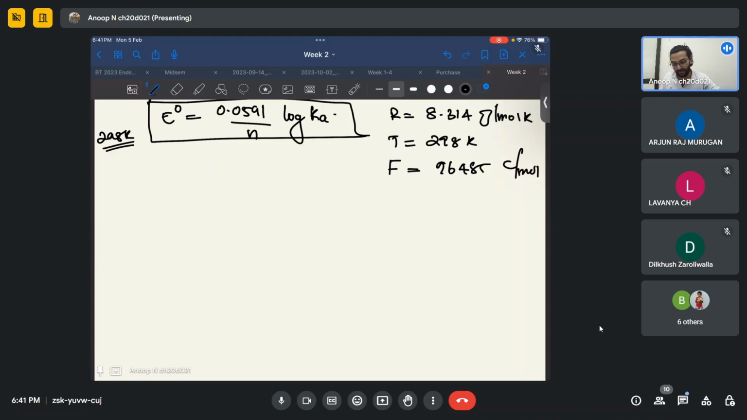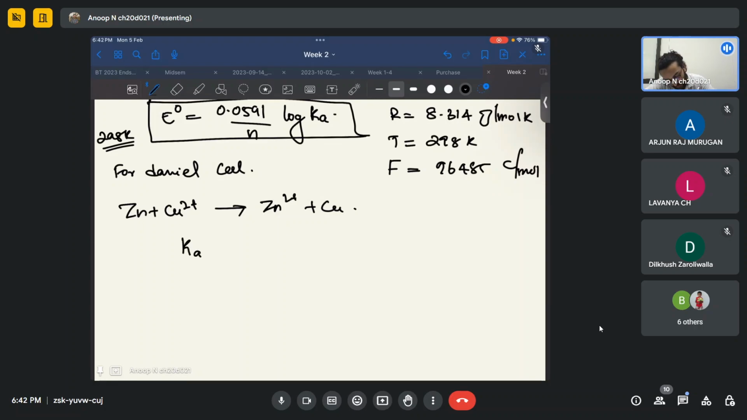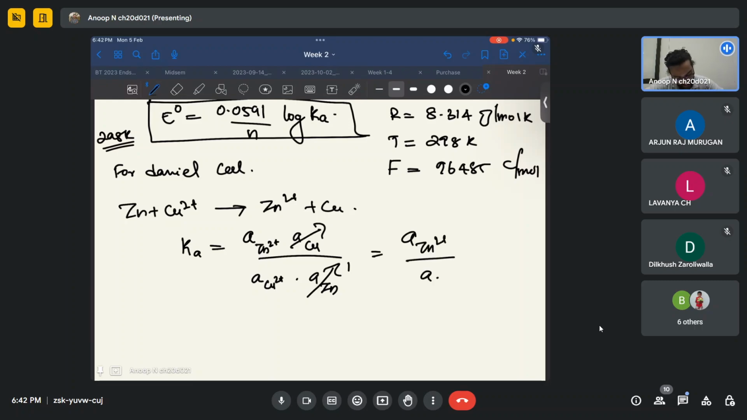So what's the next one? We'll take an example of the Daniel cell. For the Daniel cell, we have zinc plus Cu2+ giving Zn2+ plus Cu, right? So how will you write the equilibrium constant? K in terms of activity: activity of Zn2+ into activity of Cu divided by activity of Cu2+ into activity of Zn. For pure elements, we can take it as 1, which is equal to activity of Zn2+ divided by activity of Cu2+.